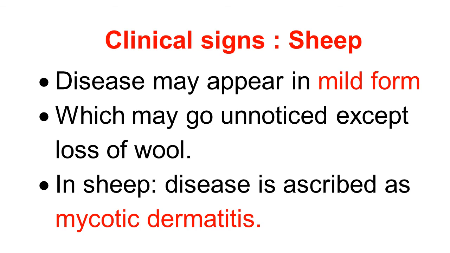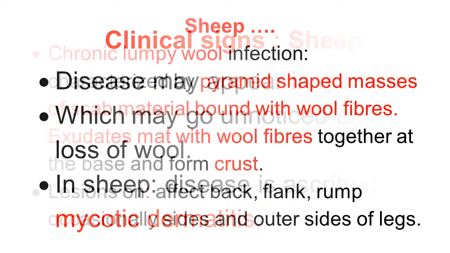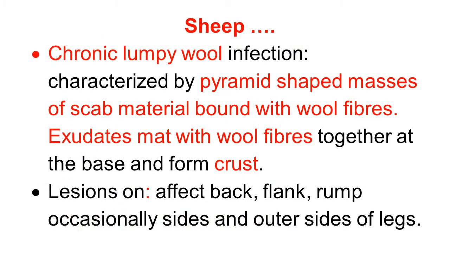shows multi-septate hyphae and branching filaments. Because of these multi-septate branching filaments, it is considered mycotic. Otherwise, it is a bacterial disease. In sheep, we have seen that it is called mycotic dermatitis.